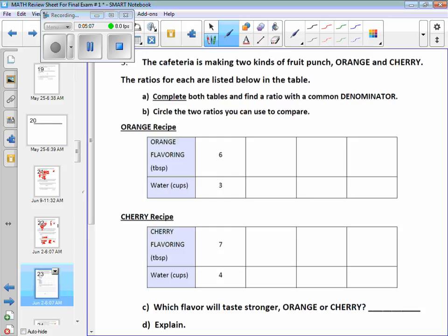PEMDAS, whenever I do PEMDAS, I want to hear all the different versions so I can get an idea of whether I need to spend time on it or not. This I know I need to spend time on because it's been a while since we've done it.